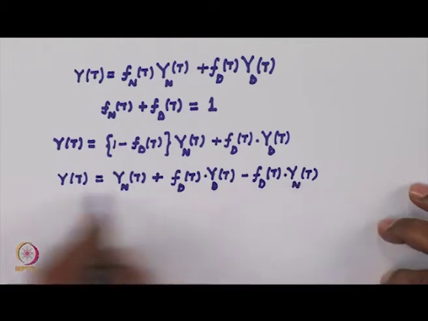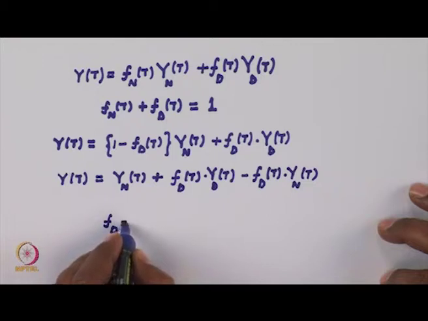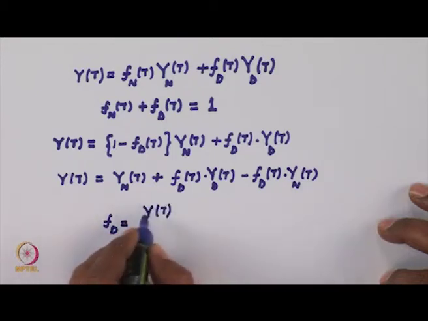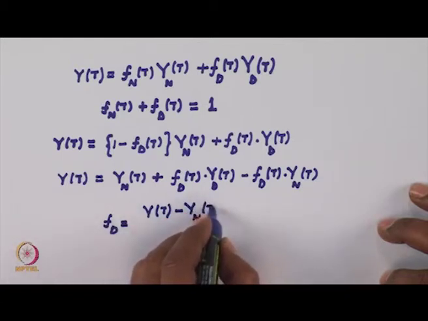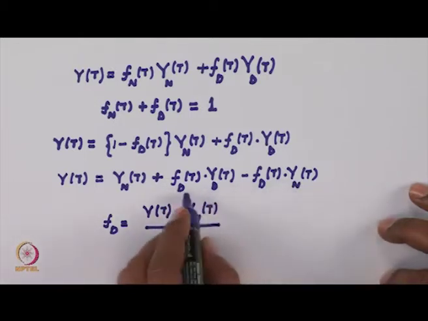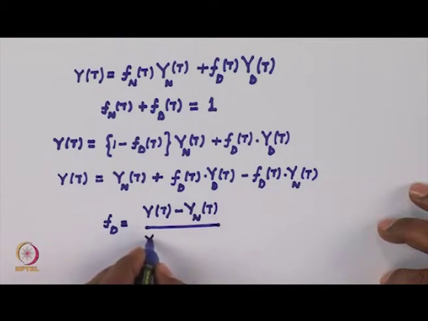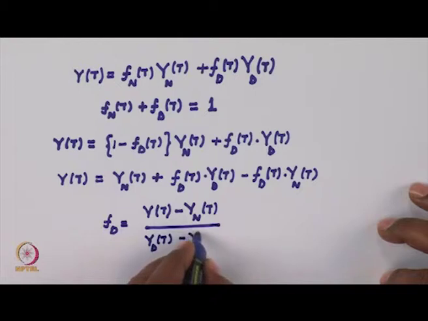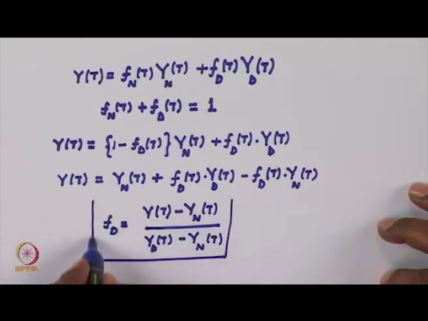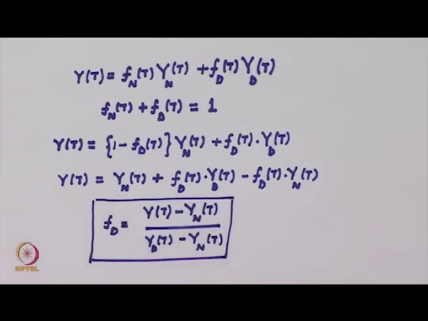Once you solve this, what you will get is Fd is equal to Y at temperature T minus Yn at temperature T, divided by, taking Fd common, Yd at temperature T minus Yn at temperature T. The fraction of the protein in the denatured state can be obtained from the observable property at any temperature T, the observable property in the native state, and the observable property in the denatured state.